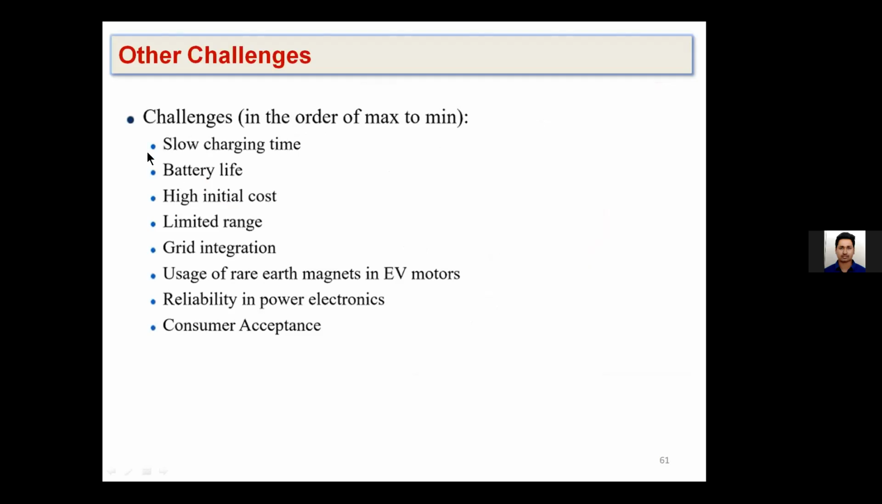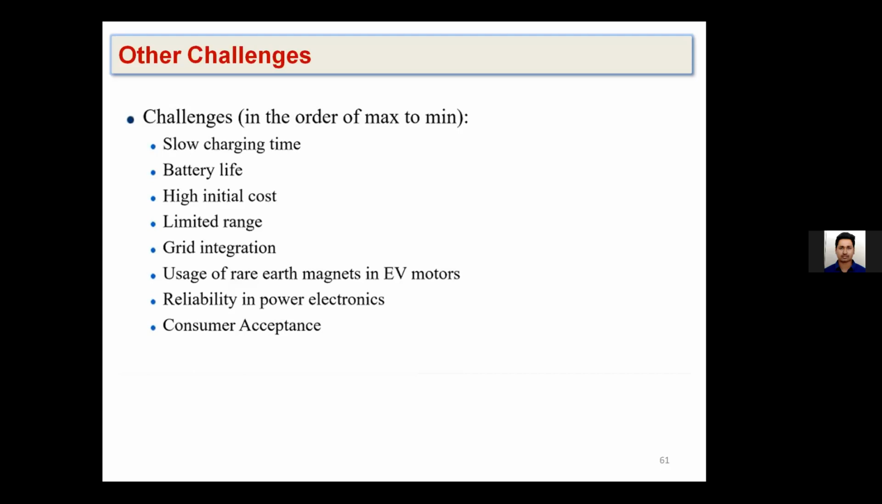So these are some of the challenges we are still facing. Slow charging time. We have seen the onboard charger and offboard charger. The onboard charger takes some 7 to 8 hours for charging, depending upon the battery rating. Battery life is also one of the constraints. Previously, we used to have only 3 to 5 years of battery life, but now it's extended up to around 10 years. In future, research is going on such that the battery life may be extended to maybe 15 years or so.